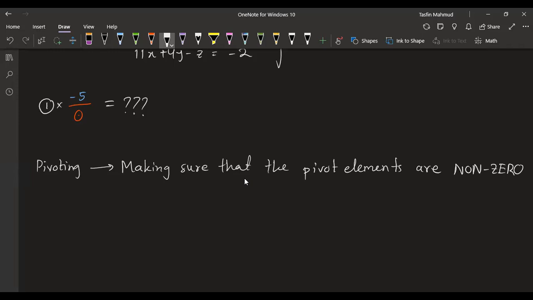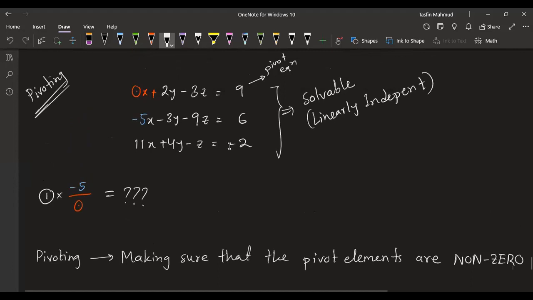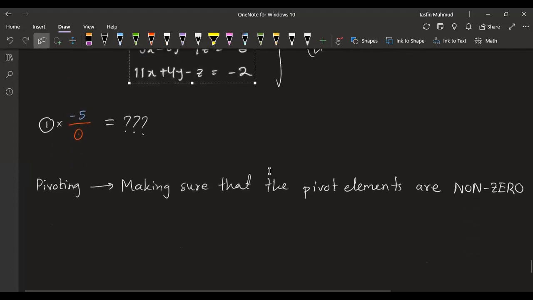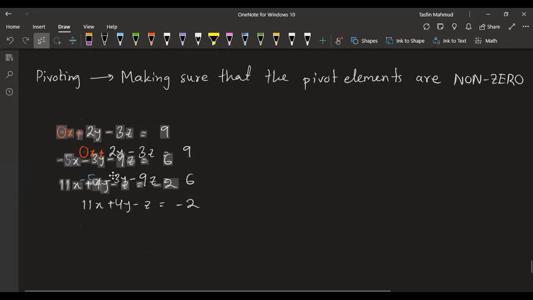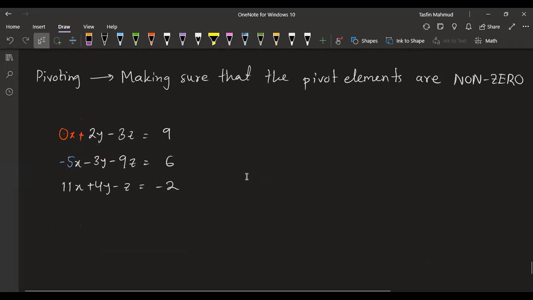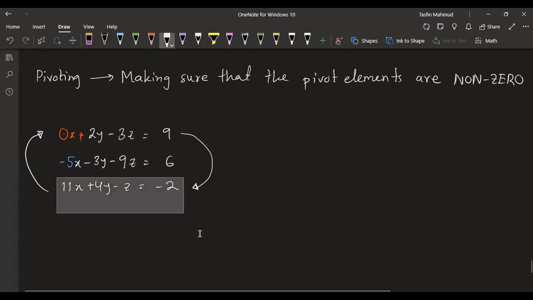Okay, so what we can do, as one of your classmates suggests, is swap the equations, right? So we have this thing with us, and we can just swap the third equation with the first one. We are going to swap the third equation here and take the first equation down there. So in that case, our first equation will look something like this.